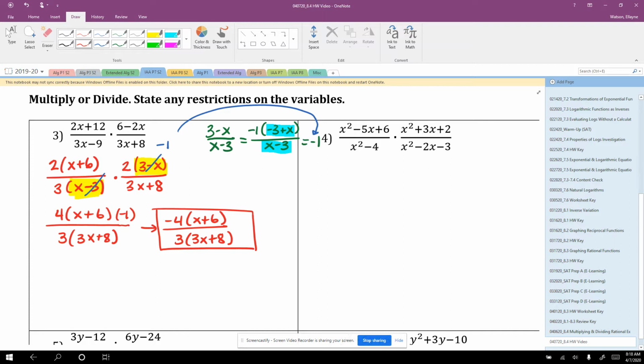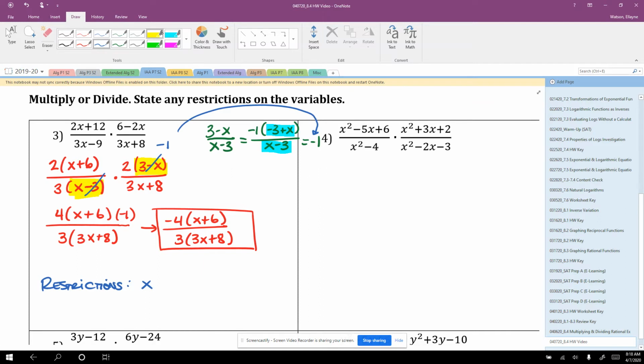Okay, restrictions. This was a popular question. Restrictions, you want to base off of denominators. Okay, and so what you do is you look at every denominator. And you want to look at the factored form. And the reason why you want to look at the factored form is a restriction is any value that makes the denominator equal 0. Okay, so you want to look at the factored form and set equal to 0.